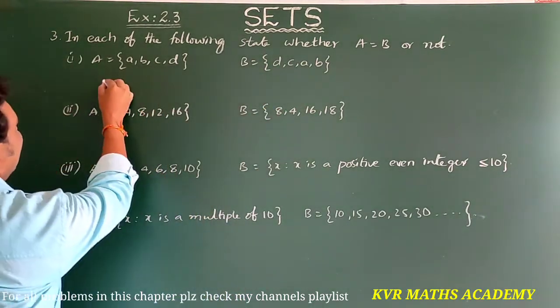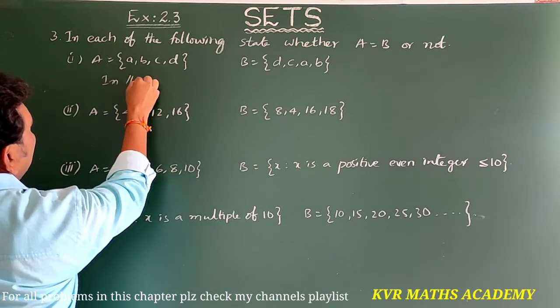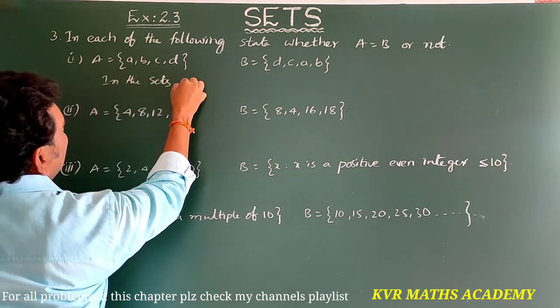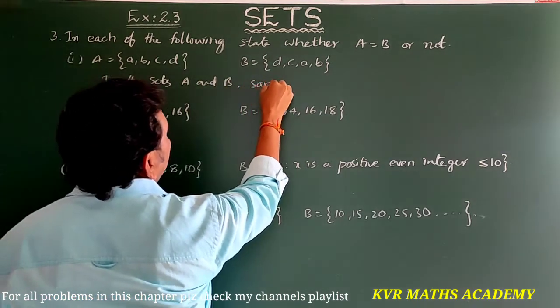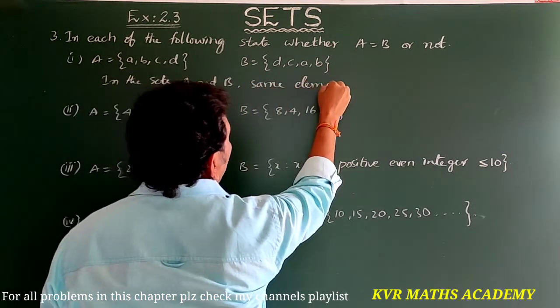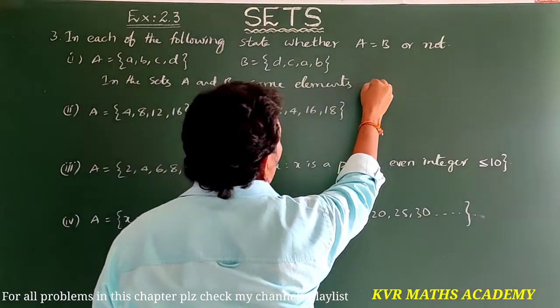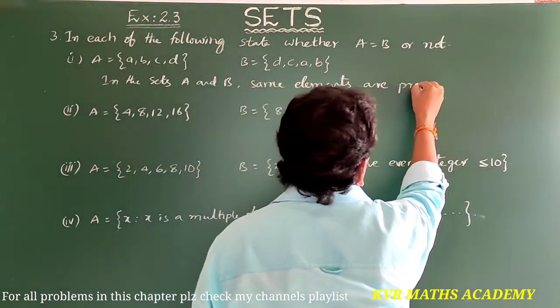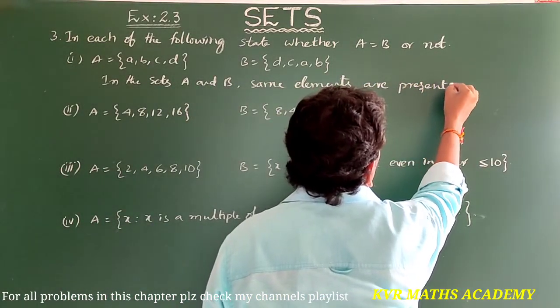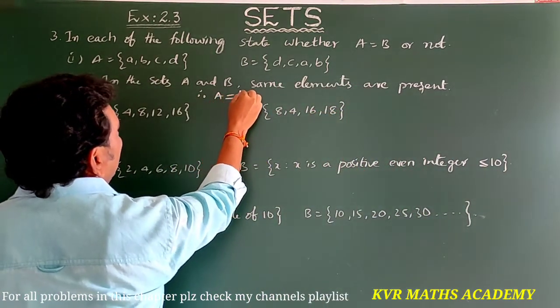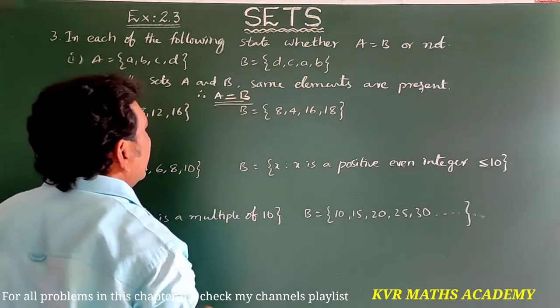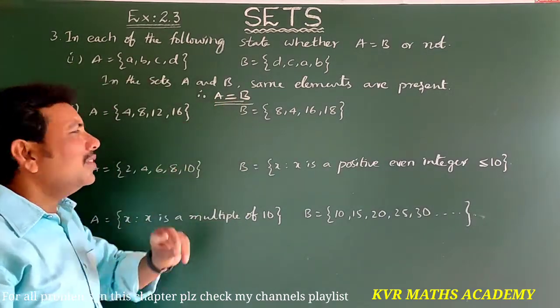Exactly. So, in the sets A and B, same elements are present. Therefore, A is equal to B. Right? Therefore, A is equal to B.